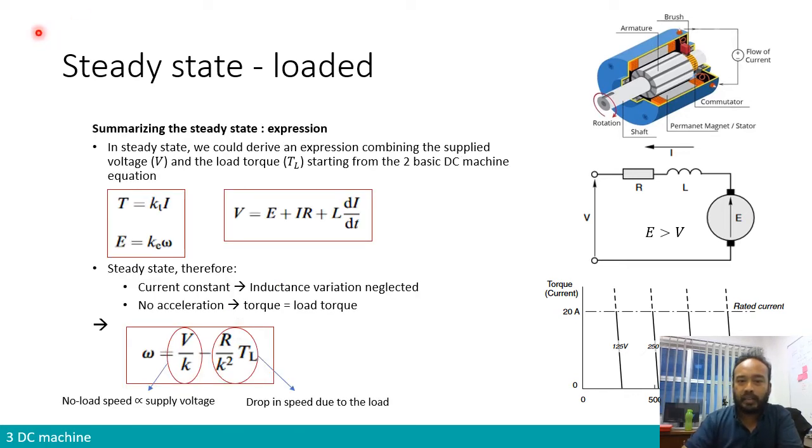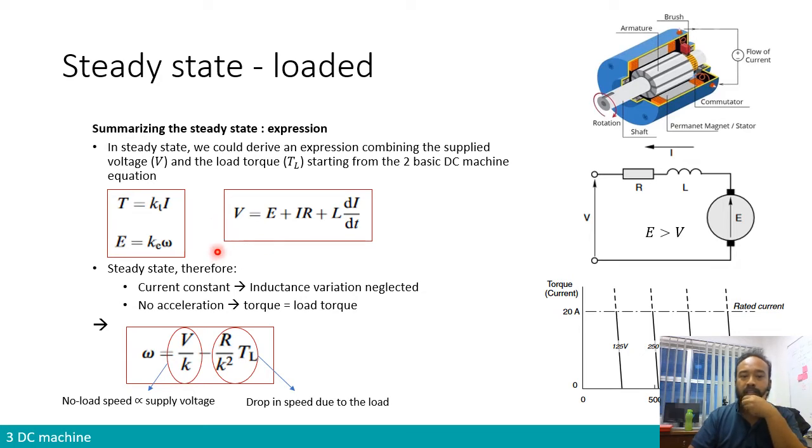There is another thing that is interesting to look at. We could summarize the steady state in terms of a few expressions. In steady state, if we look at the equations that we have previously, the three main equations: the relation between torque and current, the relation between back EMF and the speed, and the relation inside the electrical circuit of our armature, we can combine them into one equation that explains the behavior of a machine in steady state.